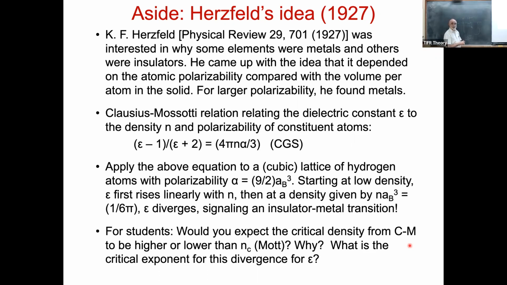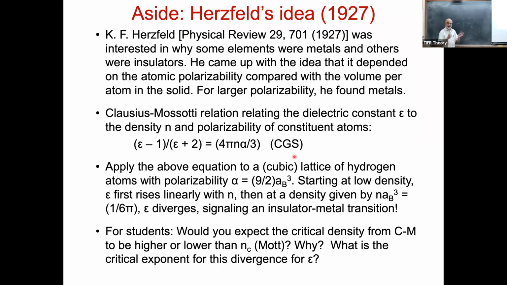So he went back to something that almost all of you, I think, have done in electricity and magnetism course. It was known as the Clausius-Mossotti relation. It describes what the dielectric constant is if you have a density n of atoms with polarizability alpha. That's the Clausius-Mossotti equation. It just basically says epsilon minus 1 over epsilon plus 2 is 4 pi n alpha over 3. This is in CGS. In MKS, it will be n alpha over 3 epsilon naught or something like that.